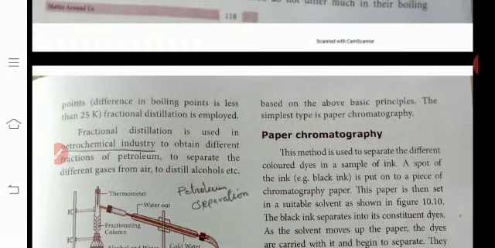In liquids, fractional distillation is used in the petrochemical industry. How do they separate the petrochemicals in industry? They use the boiling points of liquids. First they distill crude oil. Then they use the boiling points and separate many useful things.